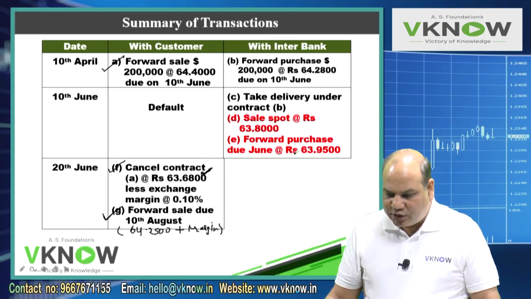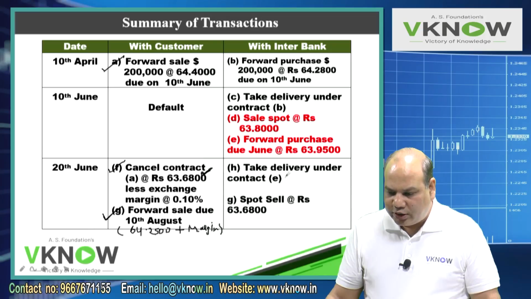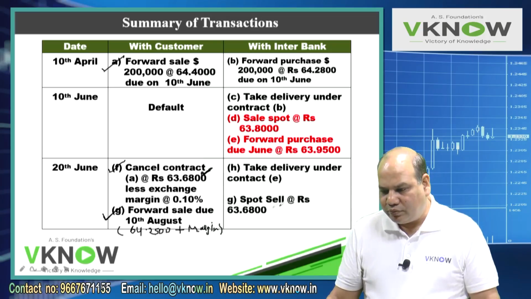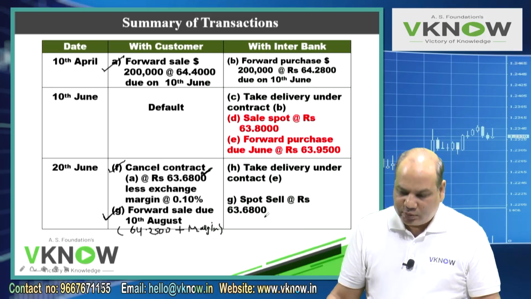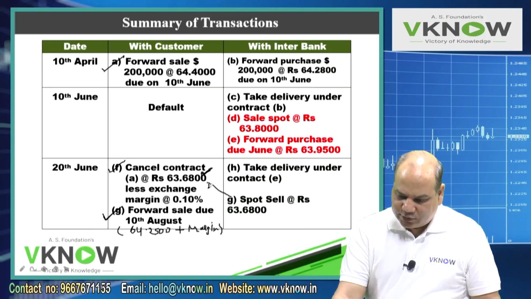So they will purchase dollar under contract E, take delivery under contract E, and spot sale at rupees 63.6800. That is the rate they had used here for cancellation, right?